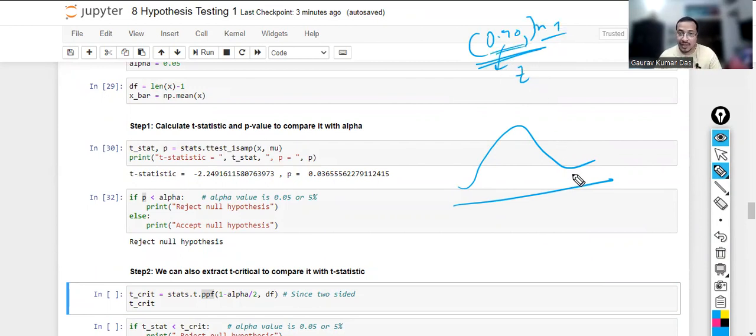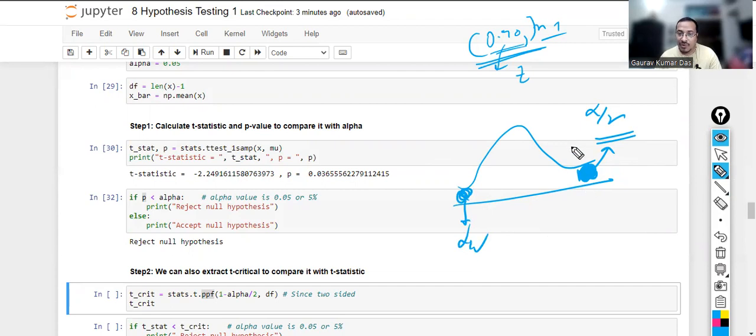So see, alpha is always on the extreme end, correct? And it's a two-sided alpha here, correct? So for two-sided alpha, if I want to find out the T critical, I'll only find it from one side, right? So I have to divide alpha by 2, obviously. Now this region is alpha by 2. This region is alpha by 2.